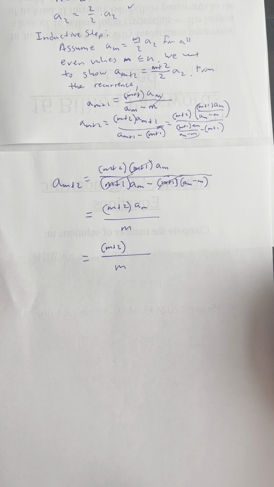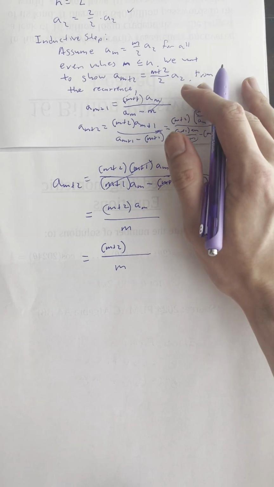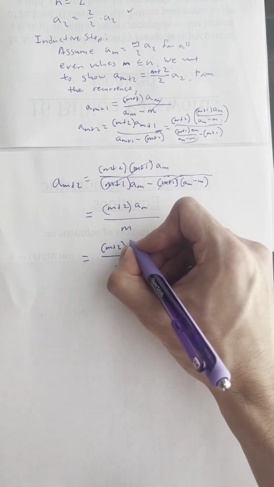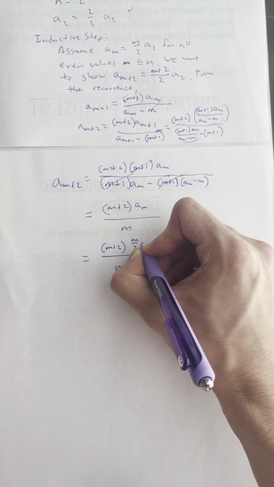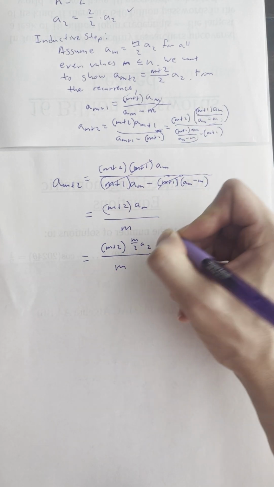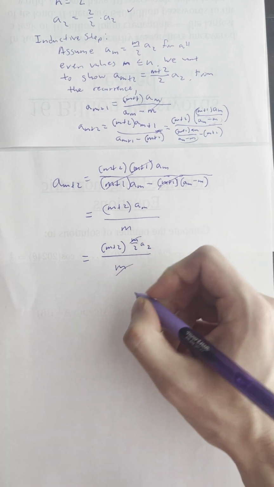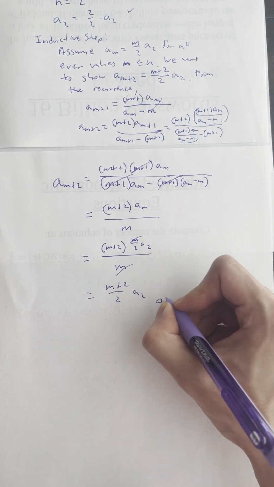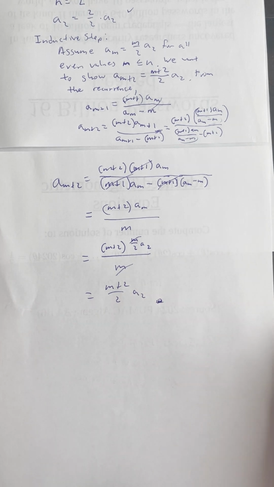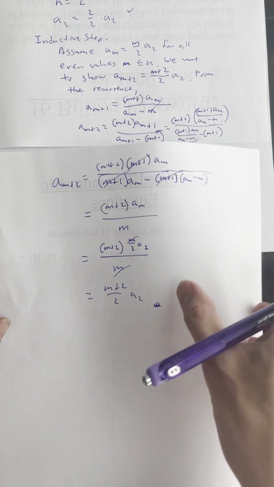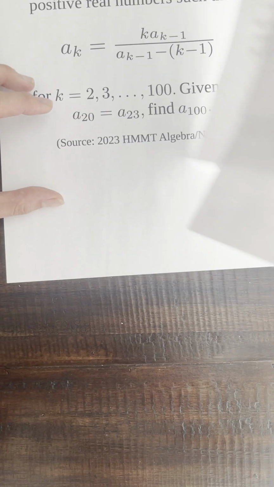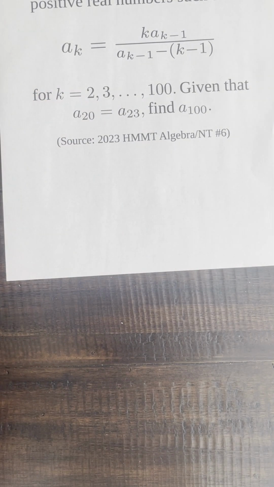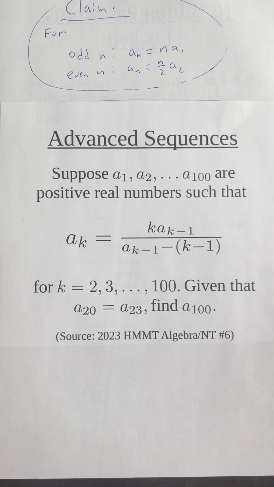Okay, am was m over 2 times a2. So m over 2 times a2. Okay, this goes away. Yeah, so then that's (m+2) over 2 times a2. Cool. All right, now that we've proved these claims, we are ready to solve the problem.